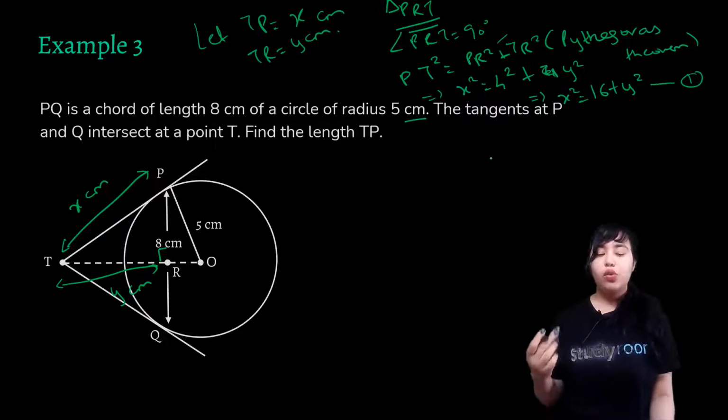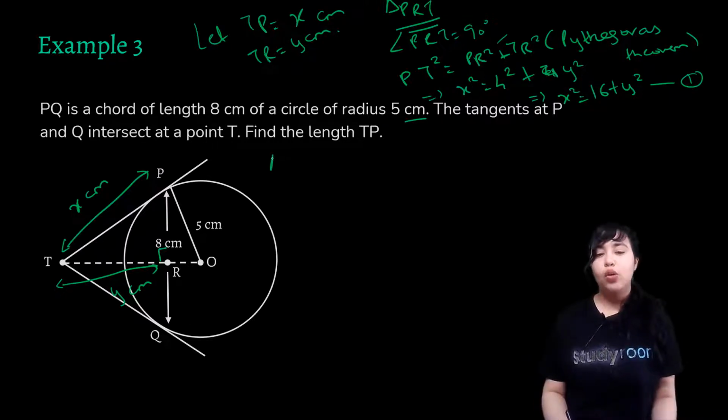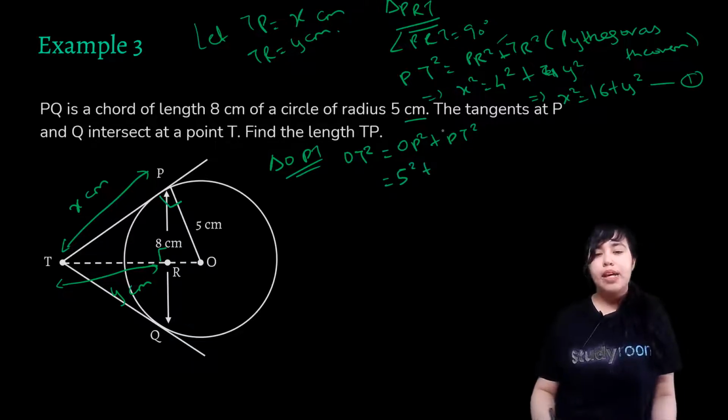Then shifting our focus to the triangle OPT, which is this triangle. This angle over here is also 90 degrees. We proved it by theorem 10.1. So we can apply the Pythagoras theorem here, and the hypotenuse in this case is OT. So OT square is equal to OP square plus PT square. OP is 5, so this becomes 5 square, plus PT becomes X square.